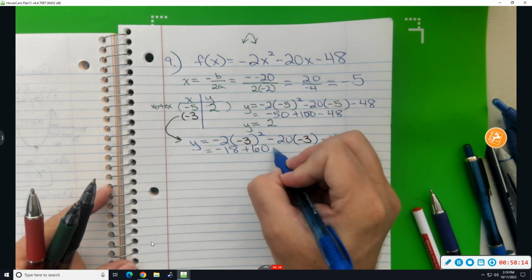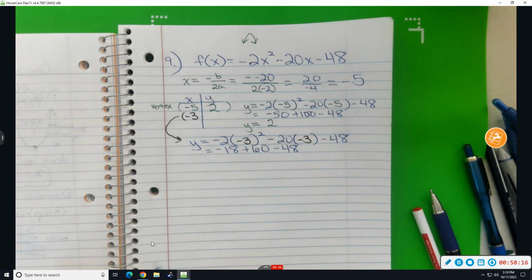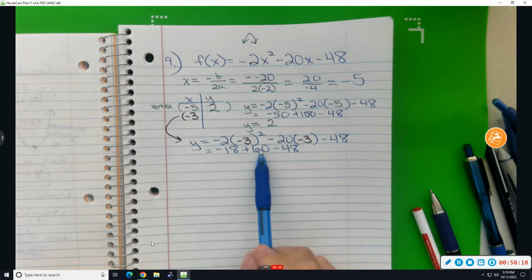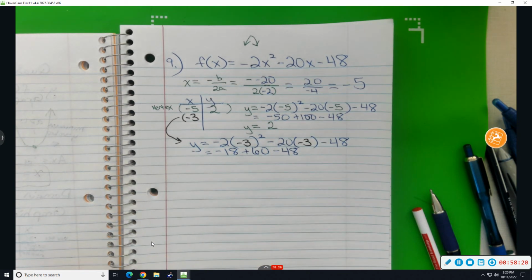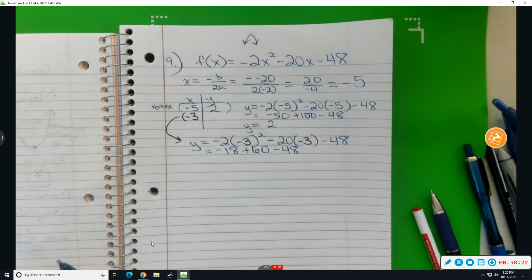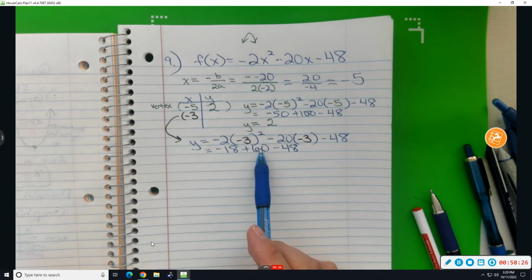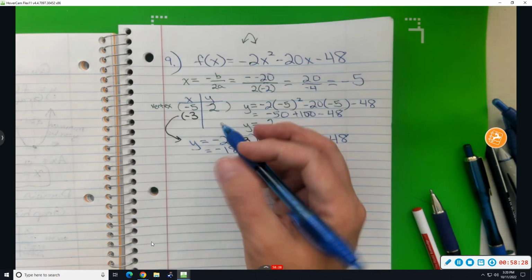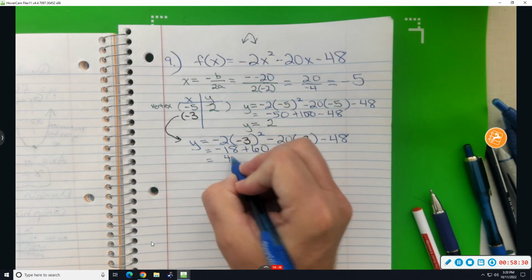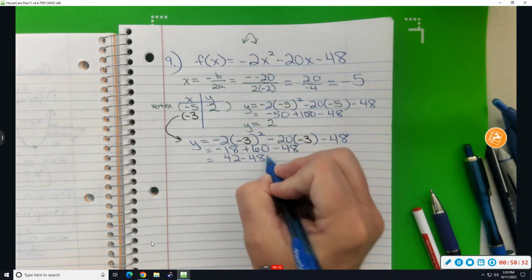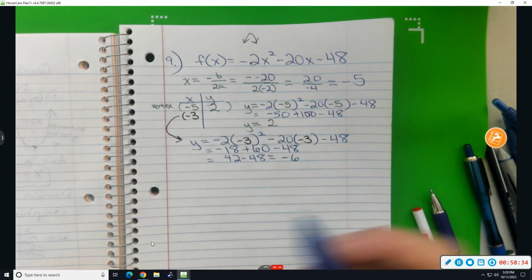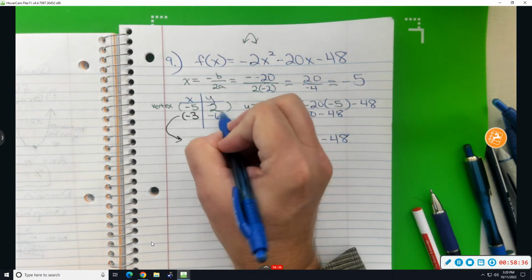Minus 48. So negative 18 plus 60. What is that? Is that a 32 or 42? That's a 42, minus 48. So it'll be negative 6. So there's my secondary ordered pair.